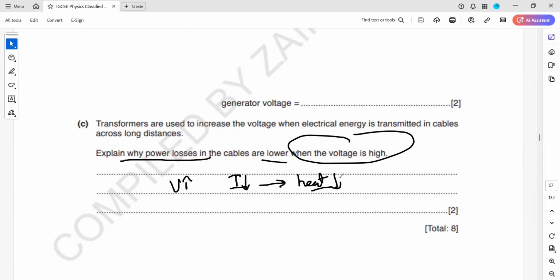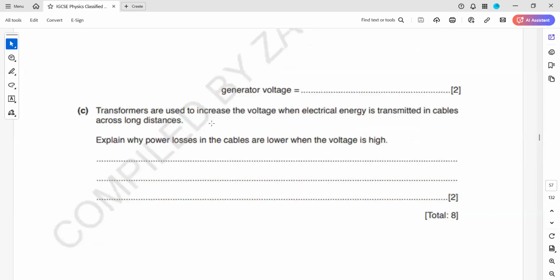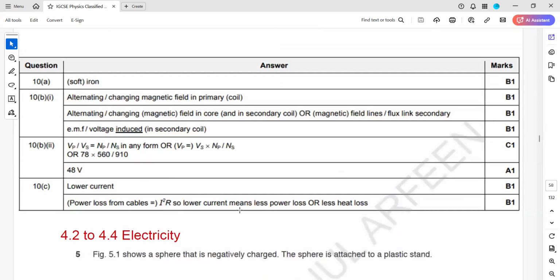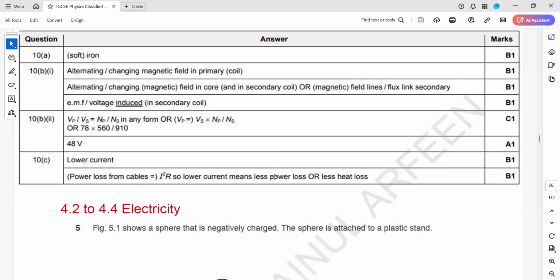So when you write the structure of the answer, in a step-up transformer, when we increase the voltage, what happens to current? Current decreases. So a decrease in current reduces the heat loss or the power loss in the form of heat. And what is another advantage of using a low current? That we can use thin wires or cheaper pylons. So high voltage, lower current, so power loss will be minimized. That's the 2 marks. 1 mark is for lower current, 1 mark is that less heat is produced or lost.